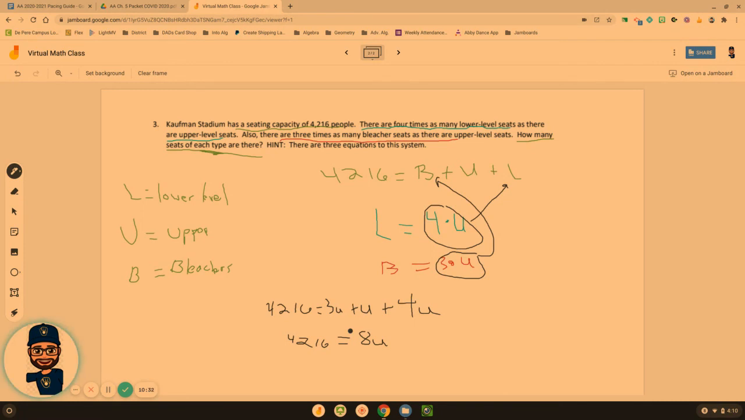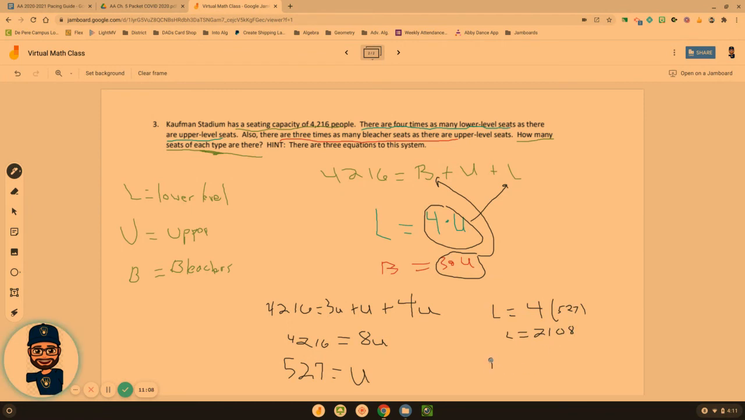We're going to solve that by dividing both sides by 8. So 4,216 divided by 8 gives me 527U equals U, or the upper seats. And now let's use that to find our lower and our bleachers. The lower equals 4 times the upper, 4 times 527. So my lower is equal to 2,108.